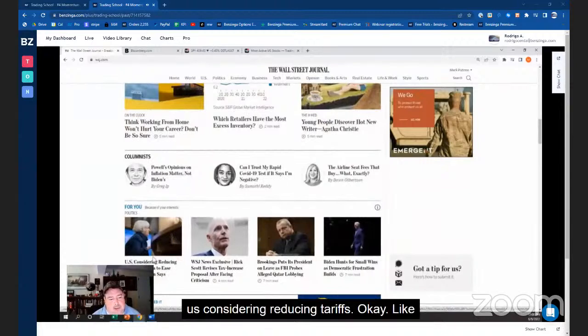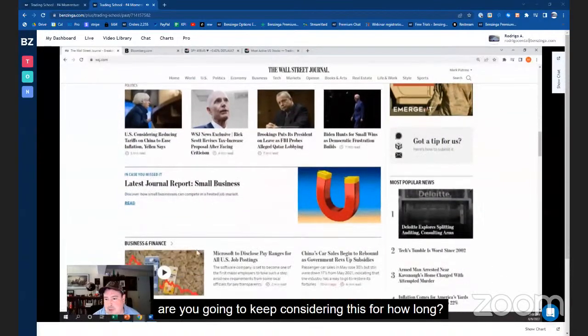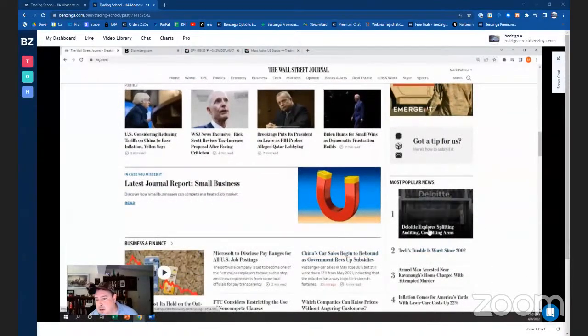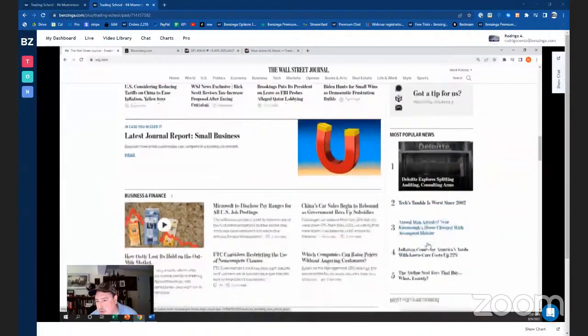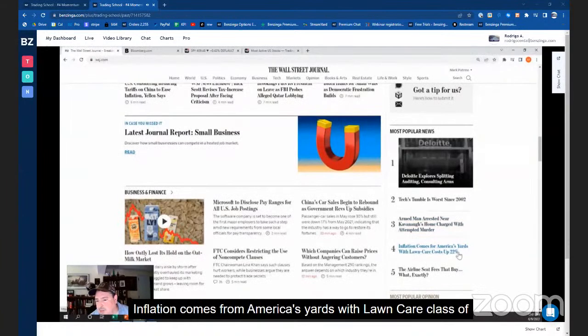U.S. considering reducing tariffs. Okay, like, are you going to keep considering this for how long? Deloitte explores splitting auditing and consulting arms. Inflation comes from America's yards with lawn care costs up 22%.